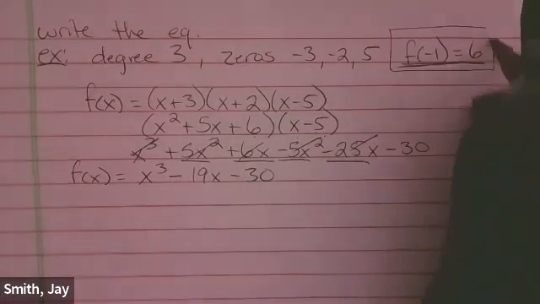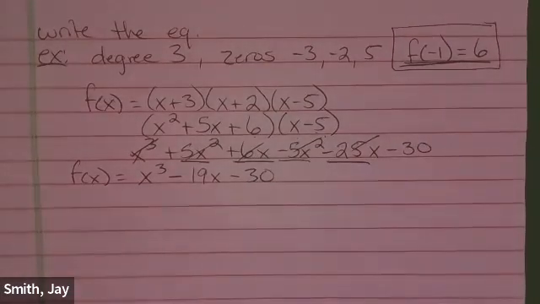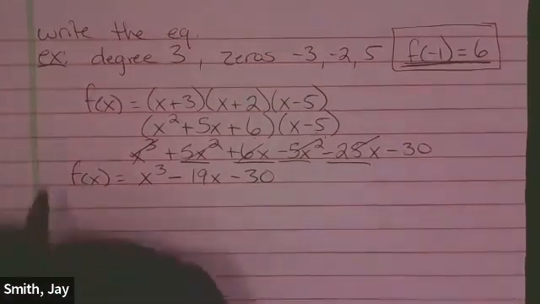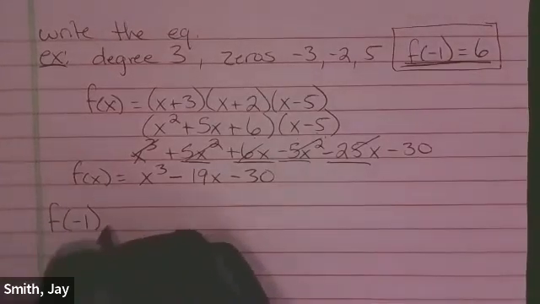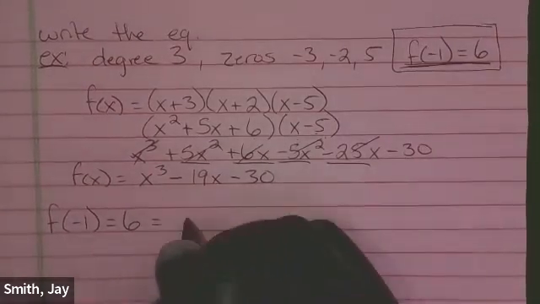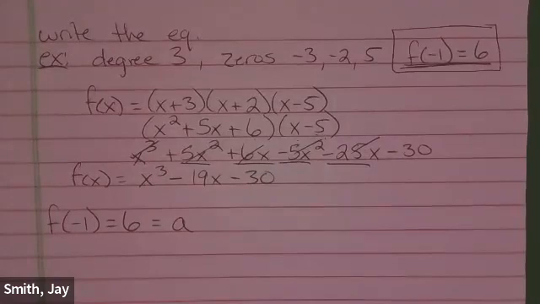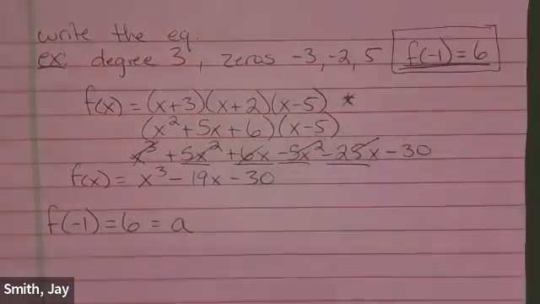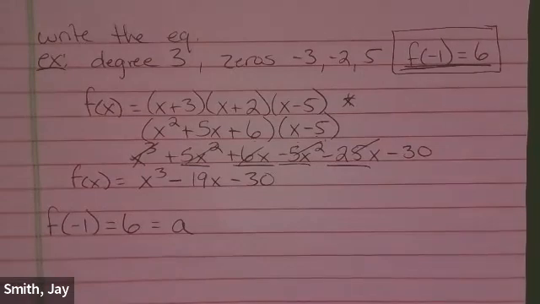Now, like I said before, we're still going to use the fact that f of negative 1 is equal to 6. That's how we're going to find that leading coefficient, or a factor that we're going to pull out and put out front. So part of our answer is this x cubed minus 19x minus 30. But this one we want to recognize that f of negative 1 would be equal to 6, which is going to equal some a. That's that leading coefficient or that factor out front. That's what we're looking for. And we're going to use a completely factored version, or that x plus 3 times x plus 2 times x minus 5 to figure out what a is.